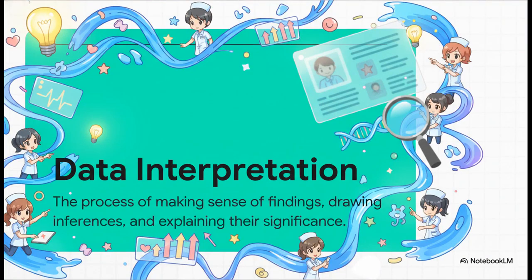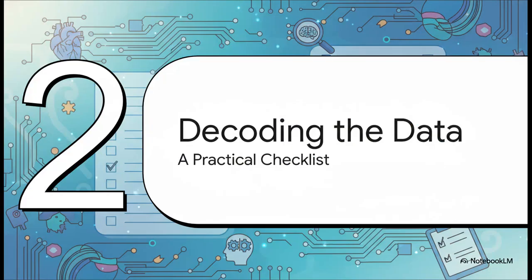So let's get on the same page. What exactly is data interpretation? Well, here's the formal definition. It's the process of making sense of what you found, figuring out what you can logically conclude, and, this is the big one, explaining why it matters. It's really a search for the deeper meaning. Now, to do this right, researchers can't just wing it.